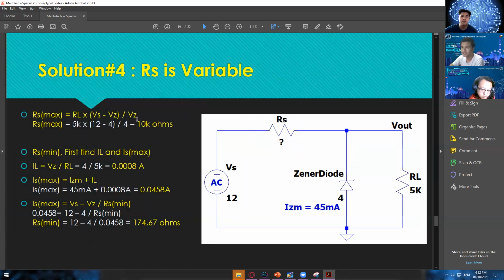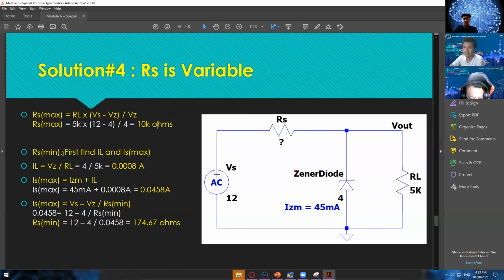Okay, there is actually a pattern when it comes to those given formulas, though you don't need those patterns anymore since this one is open notes. So just familiarize yourself with those steps, and then go back here if you need the exact formula. RL is already given, VS is already given, and VZ is already given. So just substitute everything, and then it will give you this result.